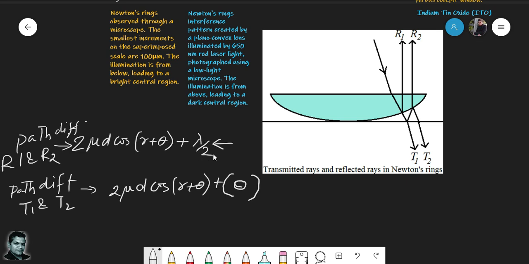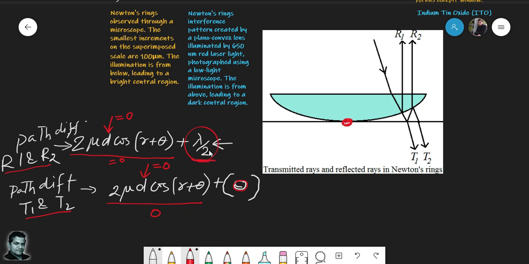Now at the center, so center means somewhere here. At the center, d is equal to 0. So when d is equal to 0 at the center, then this term is 0 and this term is also 0. So in case of the reflected two rays, there is still a path difference of lambda by 2. In case of transmitted rays, this path difference is 0. So when you see the interference due to the reflected light and those reflected lights are coming from the center, then there is a path difference between them, which is lambda by 2.